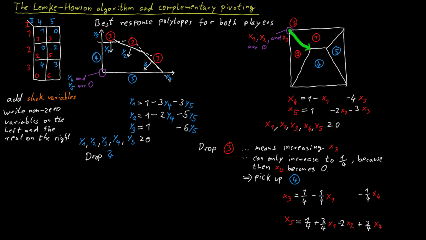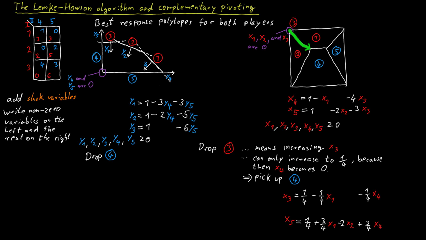So we do this on the left. We just increase this value y4. Okay? And the question again is, how much can we increase y4 until one of the other variables becomes 0? Well, we have 3 equalities here. y1 is equal to something, y2 is equal to something, and y3 is equal to something. Which one will become 0 first?